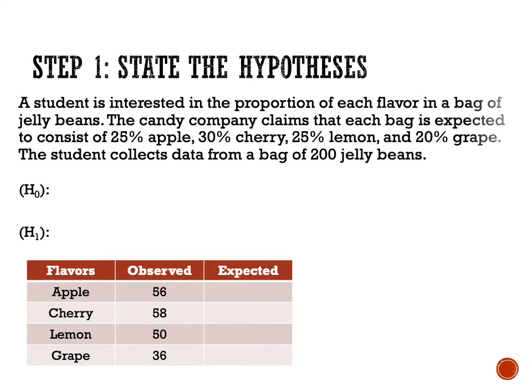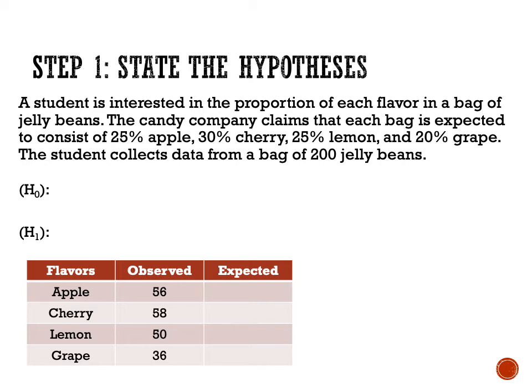It states, a student is interested in the proportion of each flavor in a bag of jelly beans. The candy company claims that each bag is expected to consist of 25% apple, 30% cherry, 25% lemon, and 20% grape. The student collects data from a bag of 200 jelly beans. So her sample size is 200 jelly beans, and she wants to see if the proportion of each flavor matches what the candy company claims is to be expected.